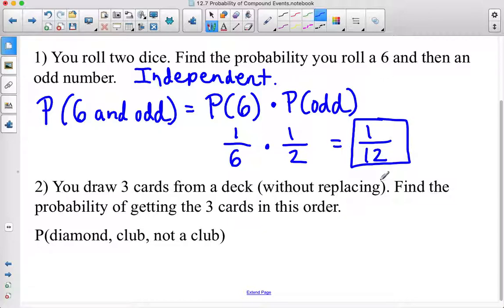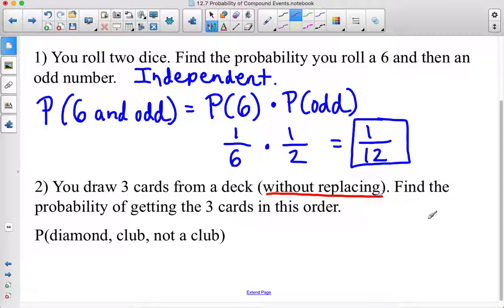Second one. A lot of the time we like just to use rolling dice and cards. Cards are a good example of when these types of probabilities need to be known. You draw 3 cards from a deck, and the important part about this description is they use the phrase "without replacing." Find the probability of getting the 3 cards in the following order: your first card is a diamond, your second card is a club, and your third card is not a club.